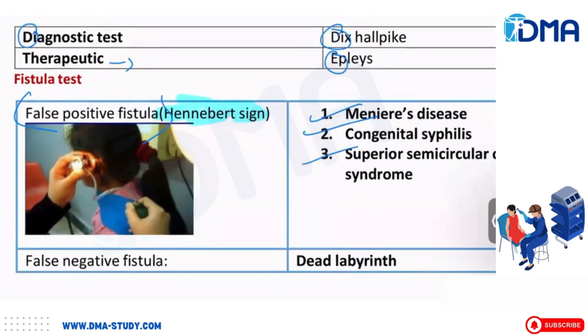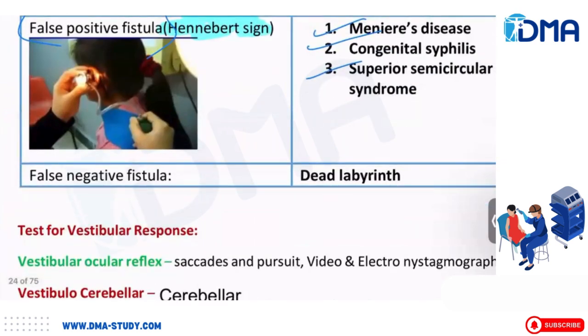Fine. Or if the labyrinth has been completely affected and has become a dead labyrinth, then it will also create a false negative fistula. The fistula is there, but we can't test for it because the entire labyrinth is dead, so we are not able to test anything. So it is a false negative fistula in a dead labyrinth.